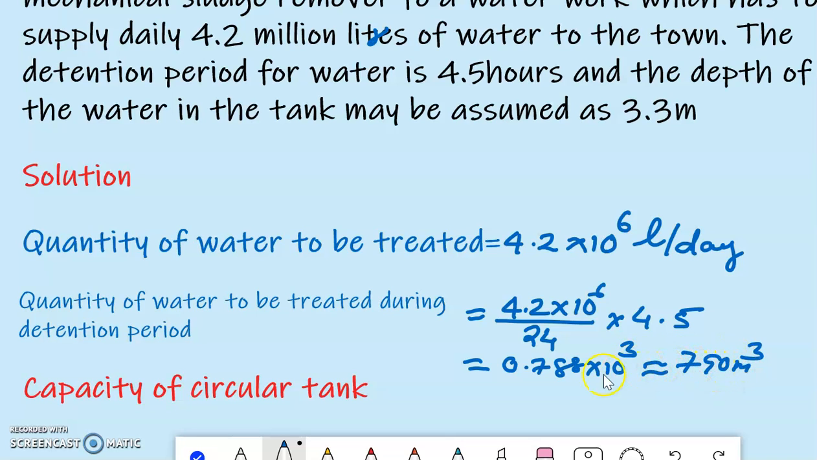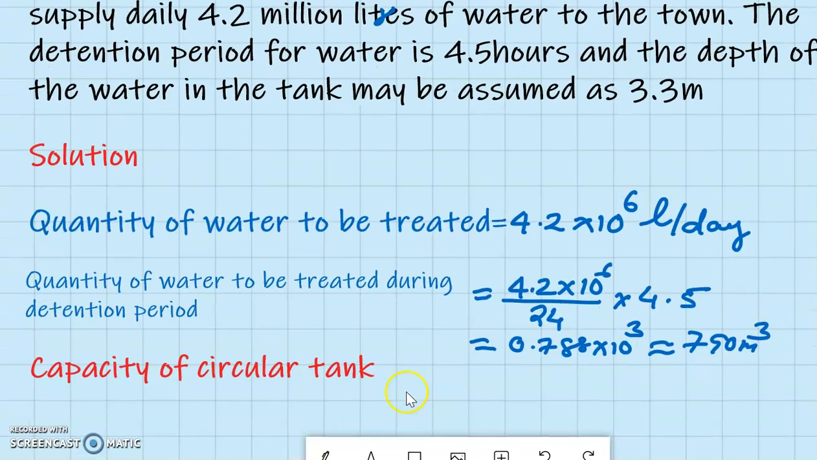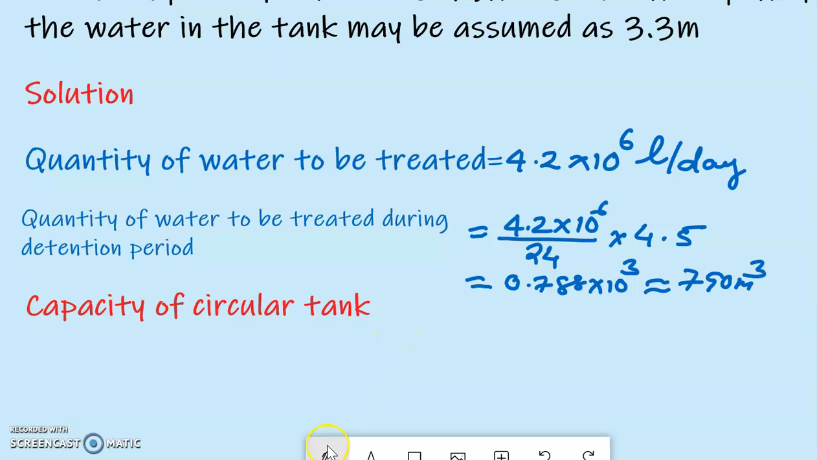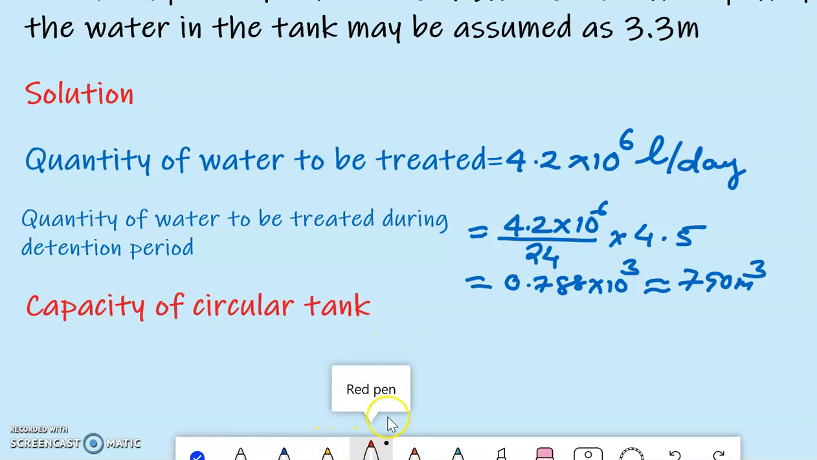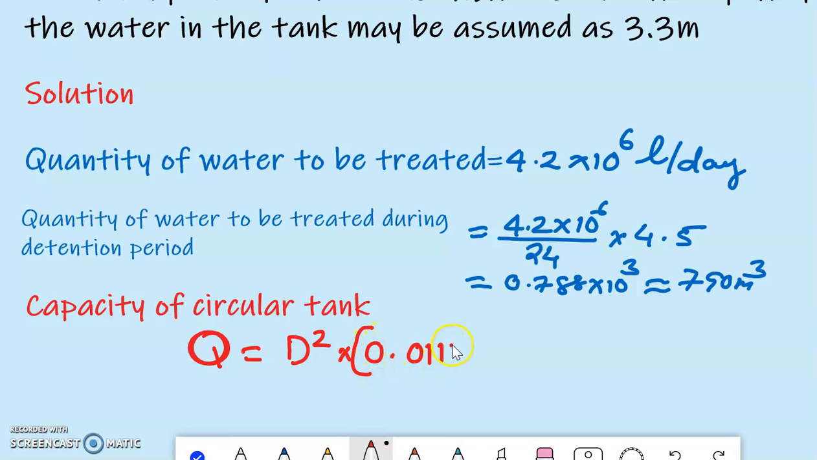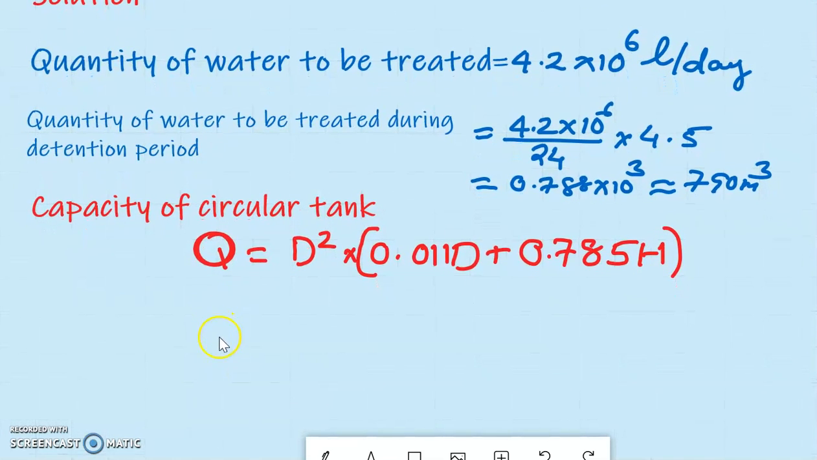790 meter cube. Okay. Now for circular tank, if D is the diameter of the circular tank and H is the water depth, then capacity of circular tank is given as Q is equal to D square into 0.011 D plus 0.785 H. This is the equation used to determine the capacity of a circular tank. If that is the case, let us substitute the given details.